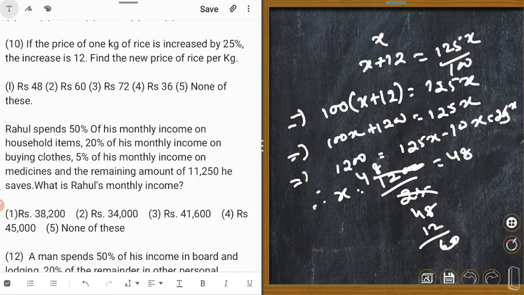The correct answer is, what is the correct answer? 60. Which one is it? Number 2. Number 2 is the correct answer.